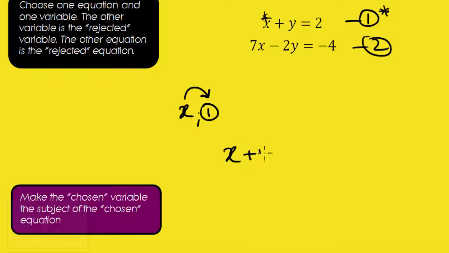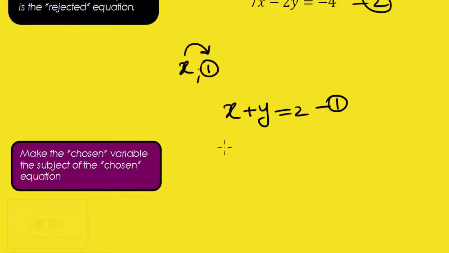So equation 1 is x plus y equals 2. I'm writing out equation 1. I'm going to make x the subject, subtracting y from both sides. If I get rid of the y, x is the only term on the left hand side, and it will be the subject of the equation. So this gives x equals 2 minus y.